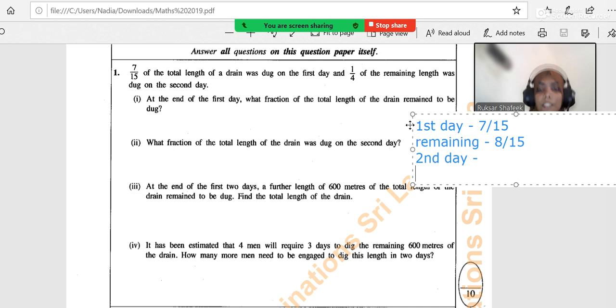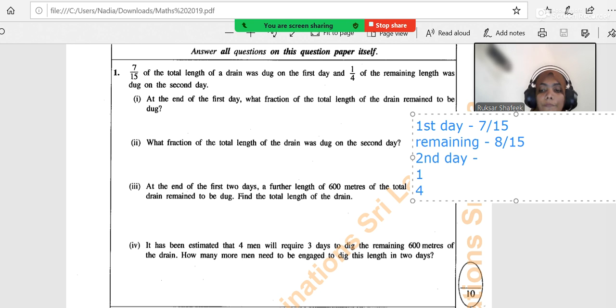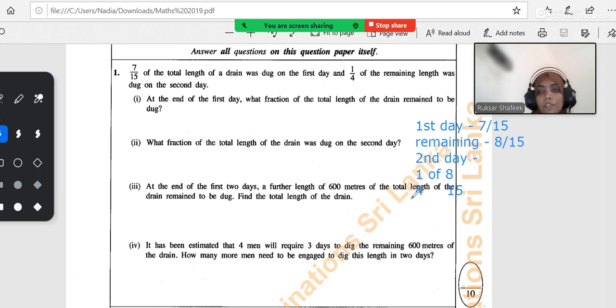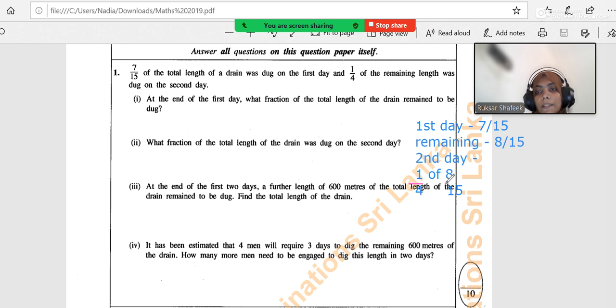Okay, so I'm going to write that down. 1 over 4 of 8 over 15 was dug. So how will I simplify this? 1 over 4, so let's put the lines. We can cut this off. 4 times 1, 4 times 2, so that's 2 over 15. Now what is this 2 over 15? What was dug on the second day, right? So on the second day, the amount that was dug was 2 over 15, the fraction.